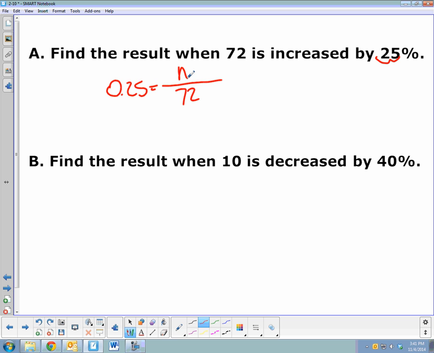I don't know how much it changed. So I'm going to multiply both sides by 72 to get n by itself. And if I take 72 times a quarter, I get that it changed 18 and it increased. So 72 plus my change, and I'm going to get 90.